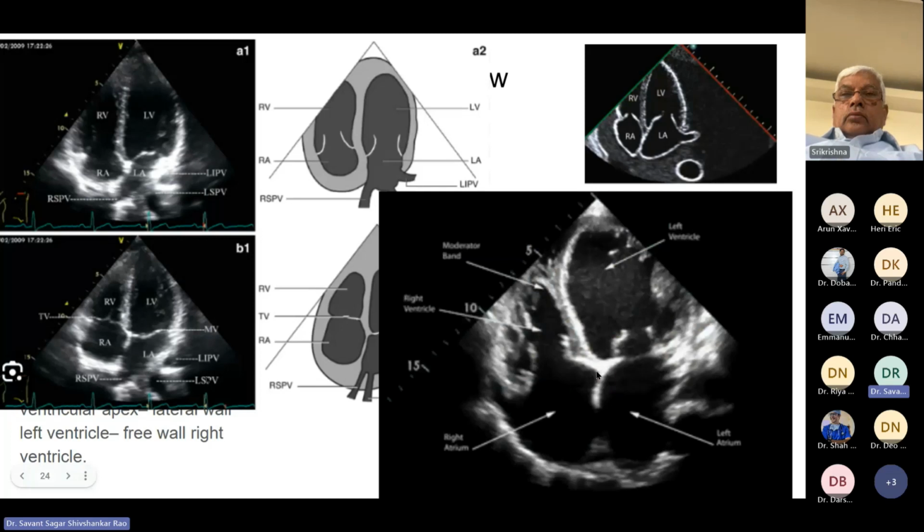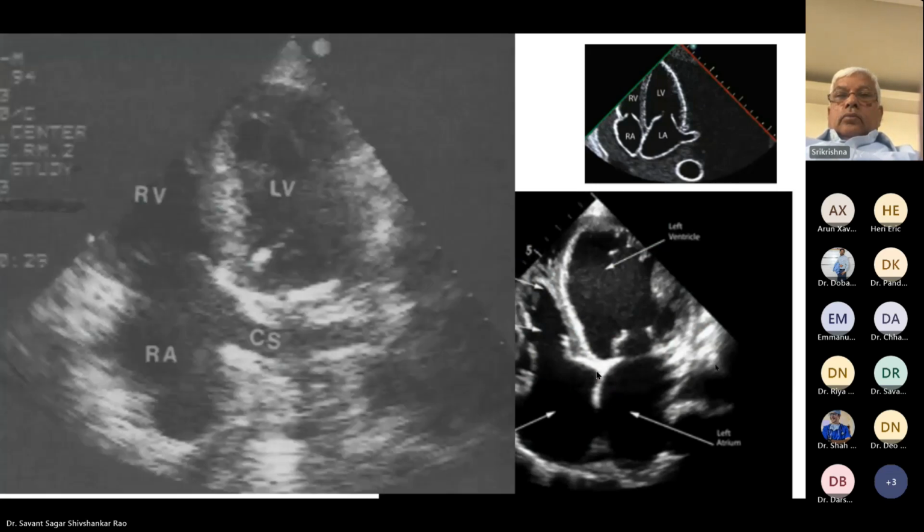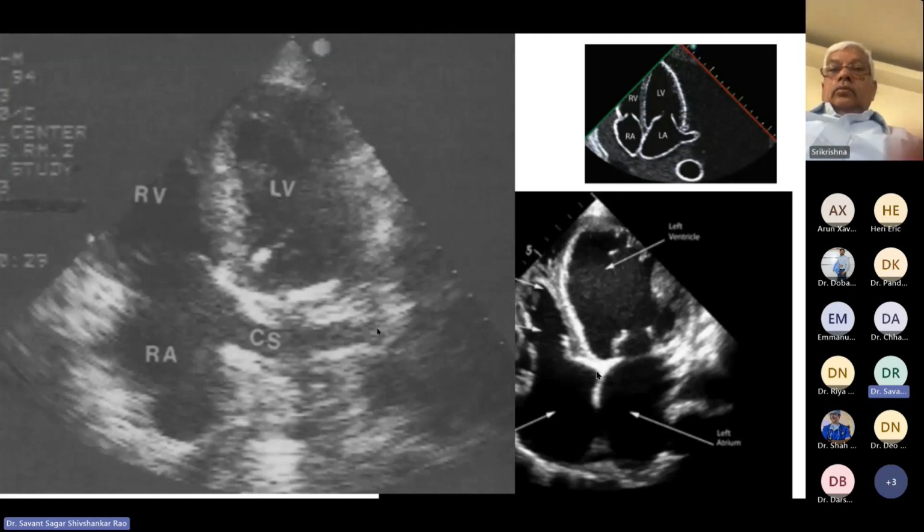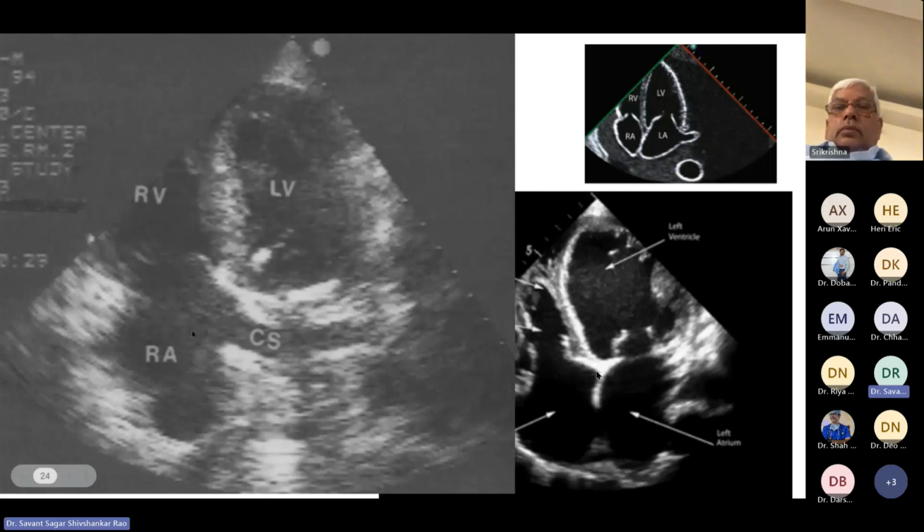And this is the image showing the four-chamber view. In this image, by tilting the probe posteriorly, we can get the coronary sinus transversely, and we can see it draining into the right atrium.